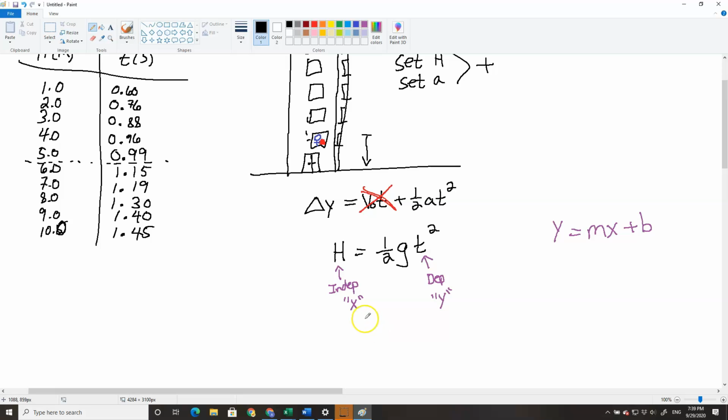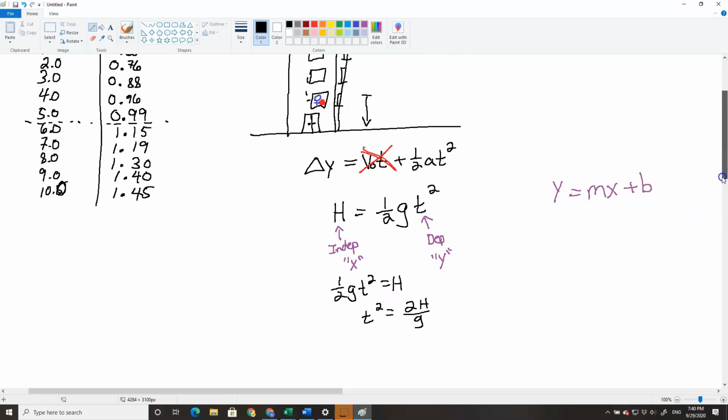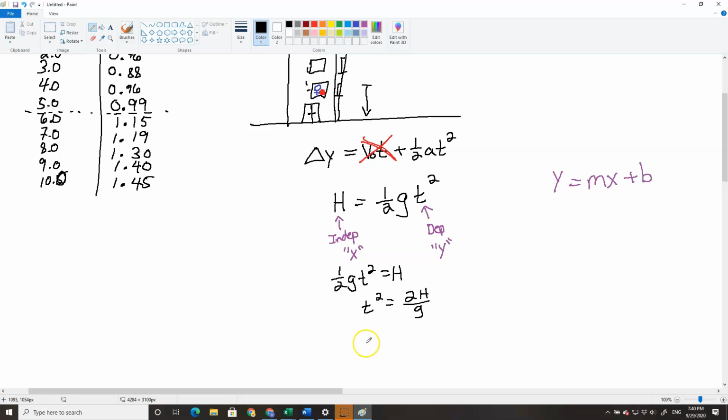So I'm going to rearrange this existing equation just to make my life easier. I'll go 1/2 g t squared equals h. So my first step, all I did was flip what's left and what's right. Multiply both sides by 2, divide by g. That's going to give you t squared equals 2h over g. And then our final step would be to take the square root: t equals the square root of 2h over g.